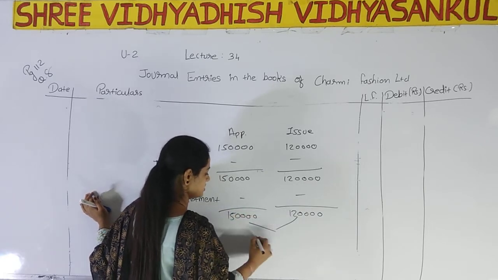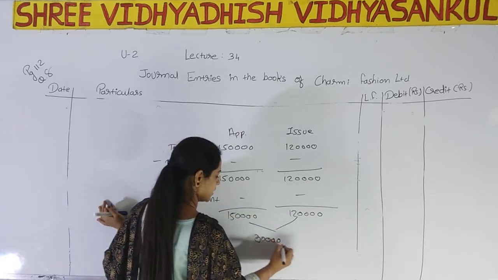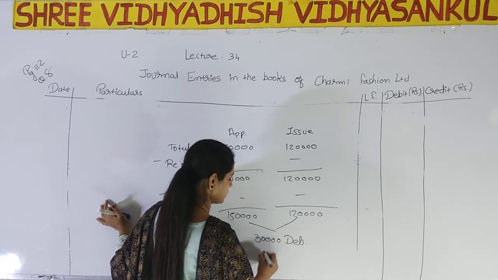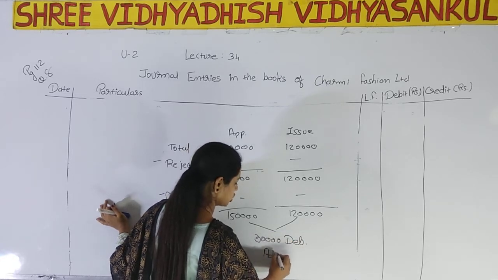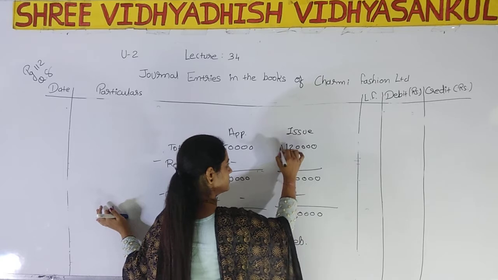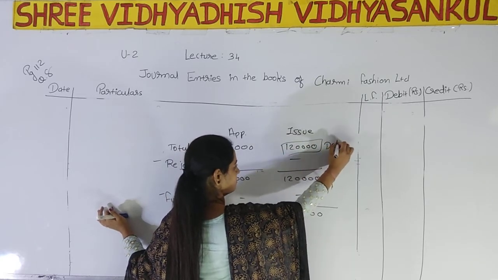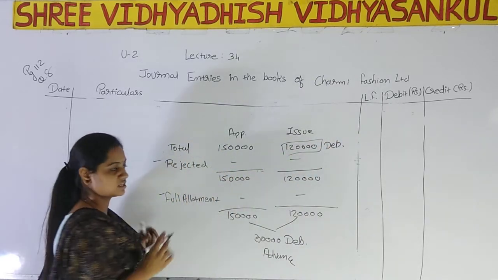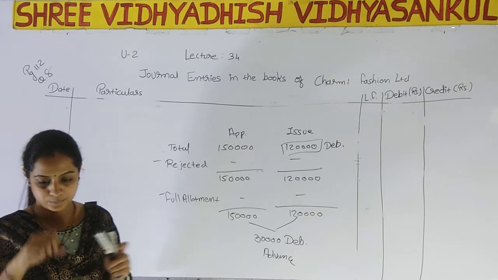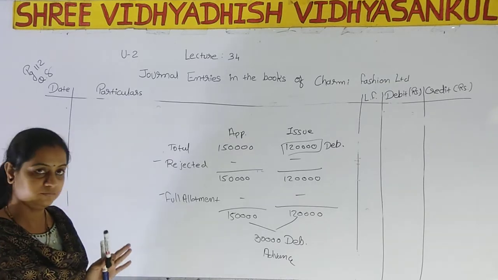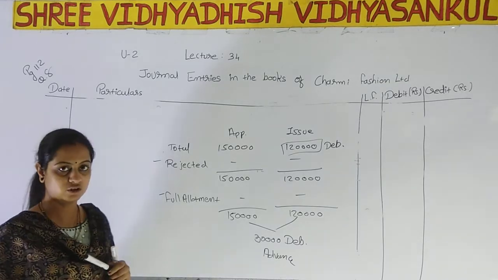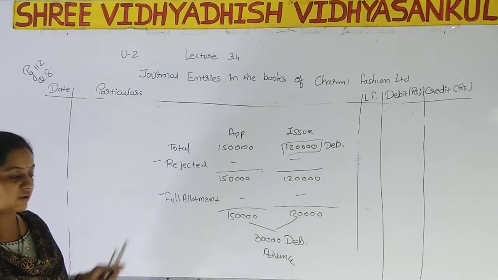Change rate, that means 1,20,000 and 1,50,000. So the difference is 30,000 debentures. This we have to write in advance allotment account, right? This amount we have to write in debenture account and no rejected amount is given. Right? Clear? Pause the lecture. Write down.